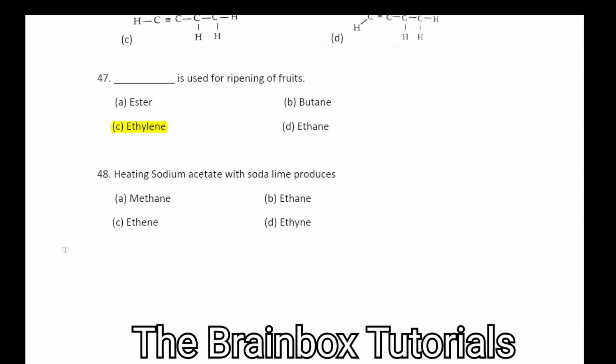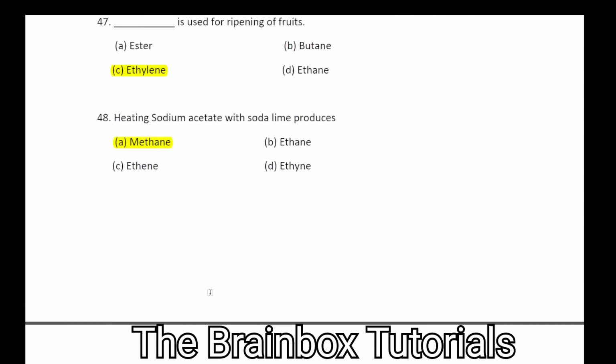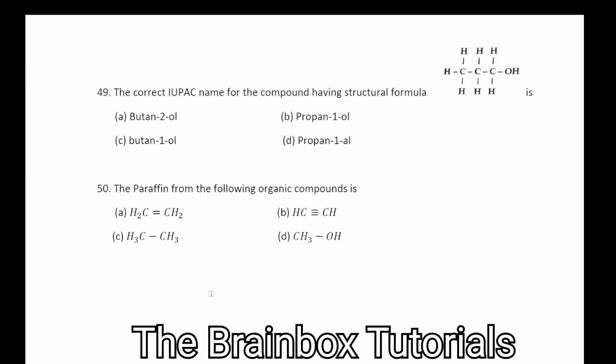48. Heating sodium acetate with soda lime produces A, methane, B, ethane, C, ethene, D, ethyne. Think of it carefully. The correct option will be A, methane. Sodium acetate, that is CH3COONa, when it reacts with soda lime, that is NaOH plus CaO, then it will produce methane, that is CH4, and a salt, sodium carbonate, Na2CO3, is formed.